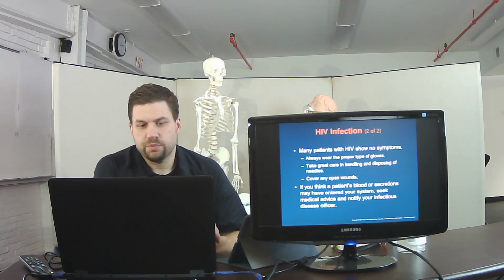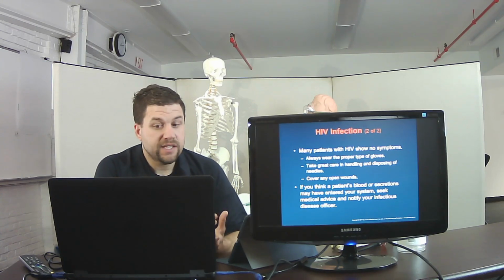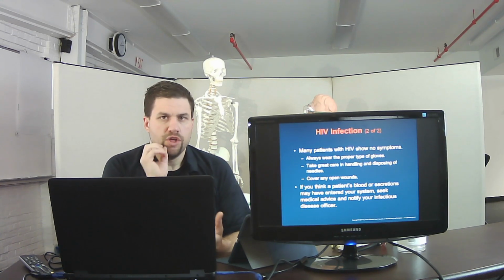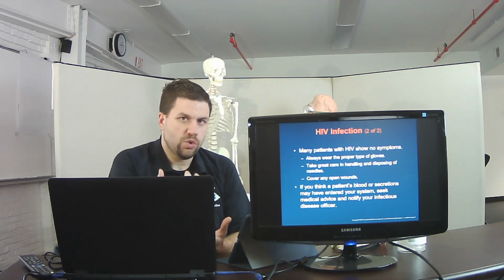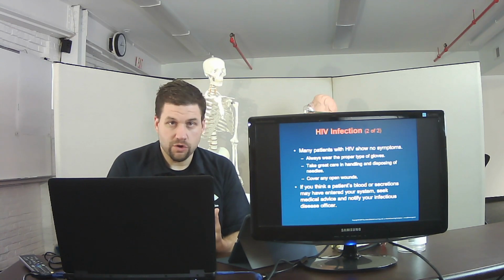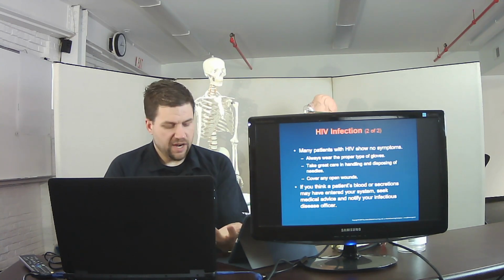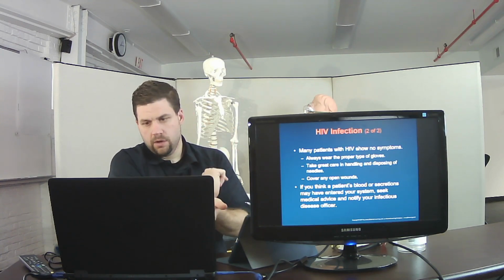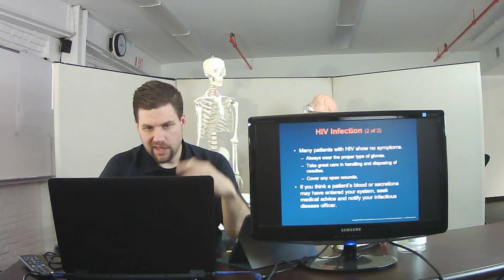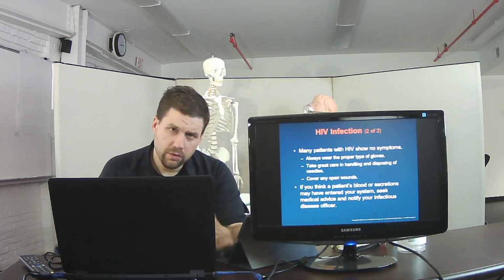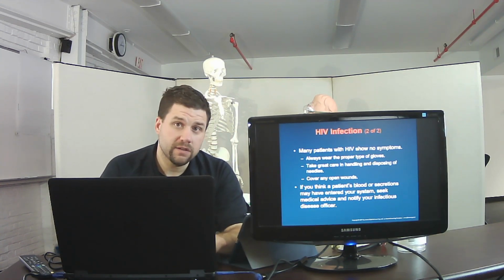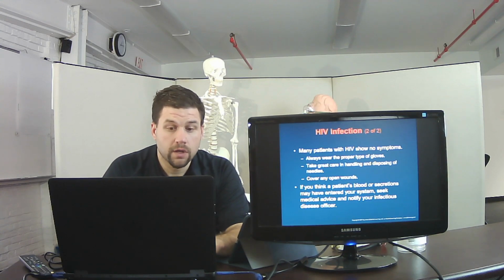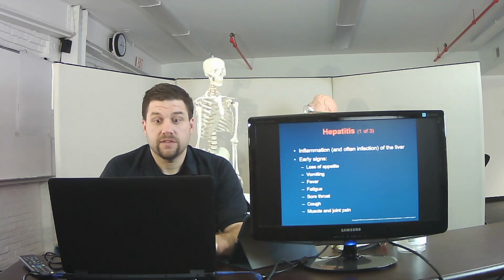If you think that the patient's blood or secretions may have somehow entered our system, seek medical advice. So we're talking about their blood directly into our body. So our mouth is open, their blood sprays into our mouth. That would be something to be concerned about. We've got a massive open wound, and they've got a massive open wound, and they've somehow mixed together. Contact your agency's infectious disease officer and get that sorted out.